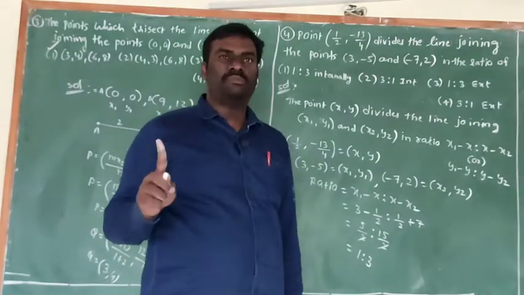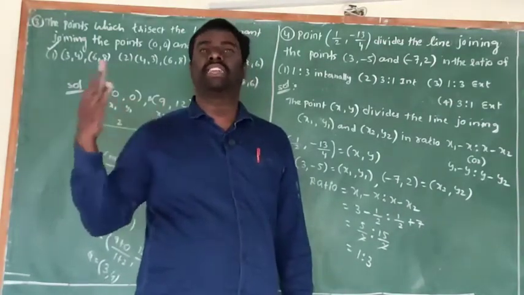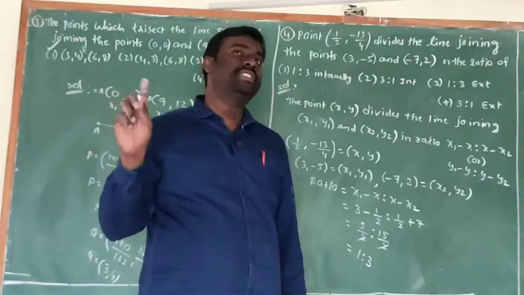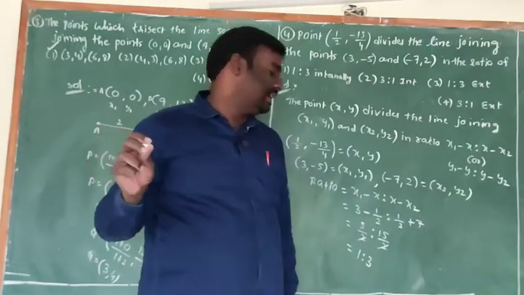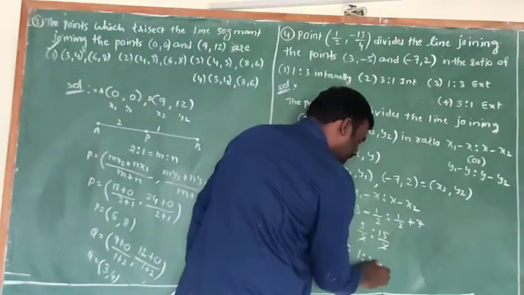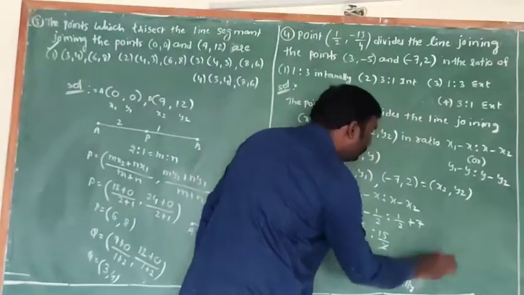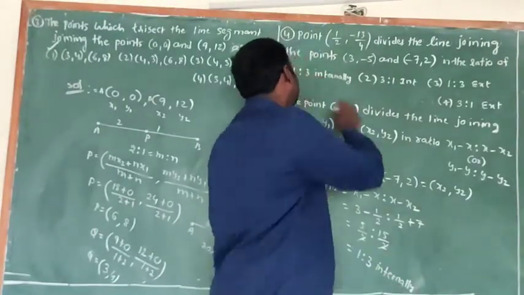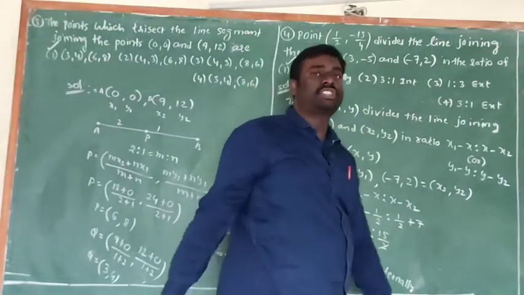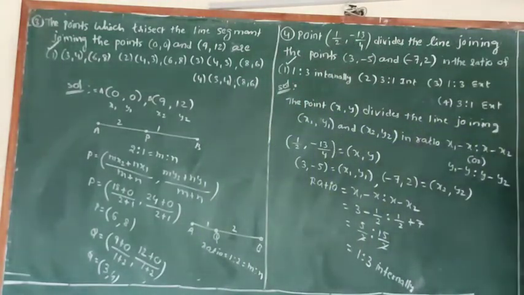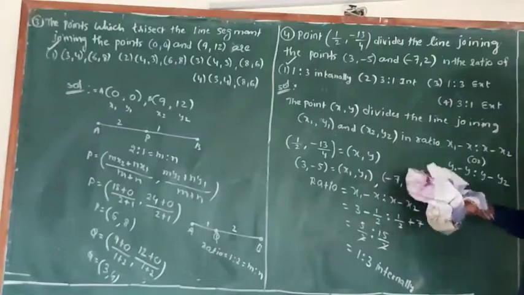If the ratio is positive, the division is internal division. If the ratio is negative, that is external division. That's why the answer is 1:3 internally. That is nothing but first option is the correct answer for this question number 4.